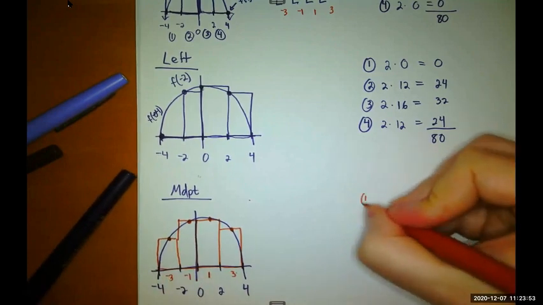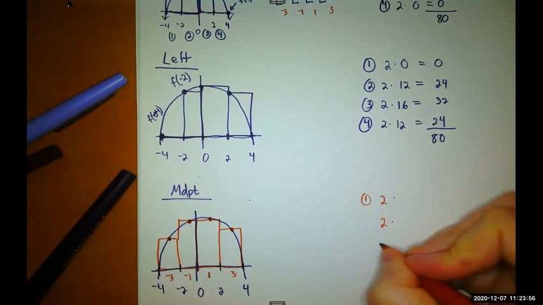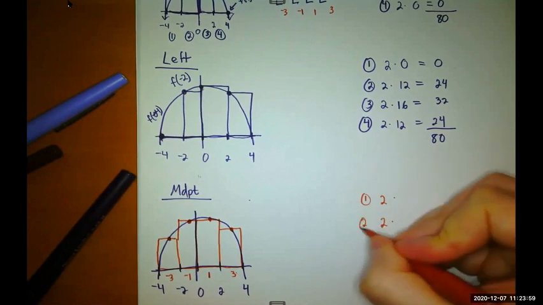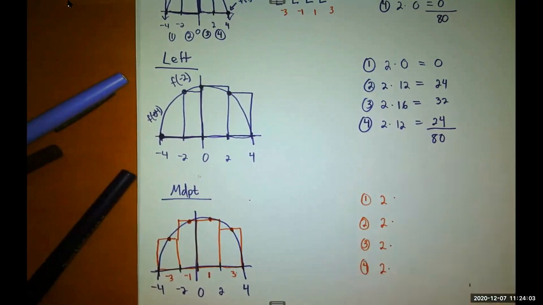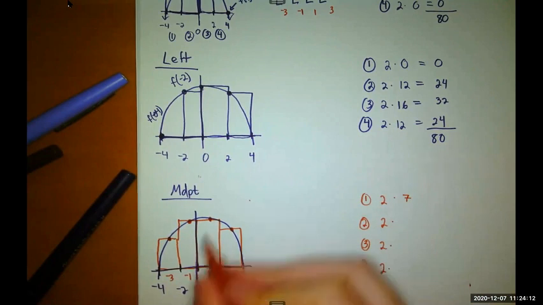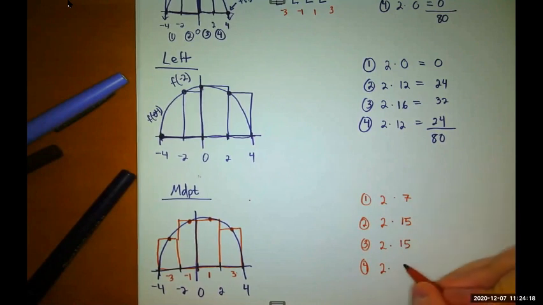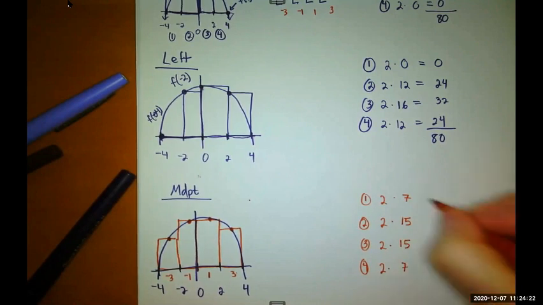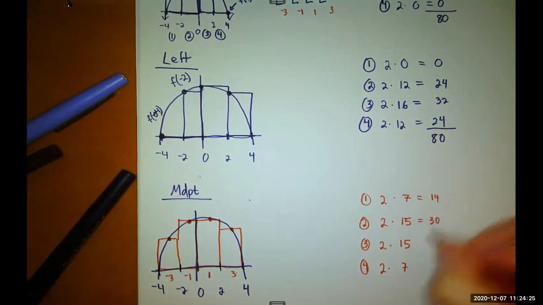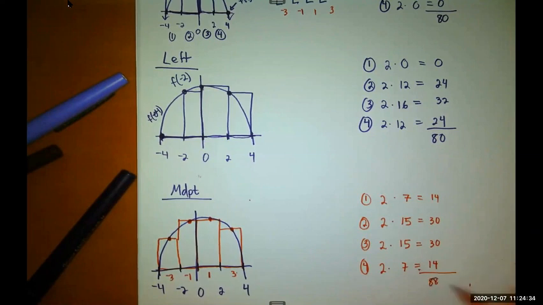Okay. All of these have a base of 2. We have different heights this time, f of negative 3, 16 minus 9, that's 7, f of negative 1, that's 15, f of 1 is also 15, f of positive 3 is 7 again, so that's 14, 30, 30, and 14. So 44 and 44 is 88. Interesting.